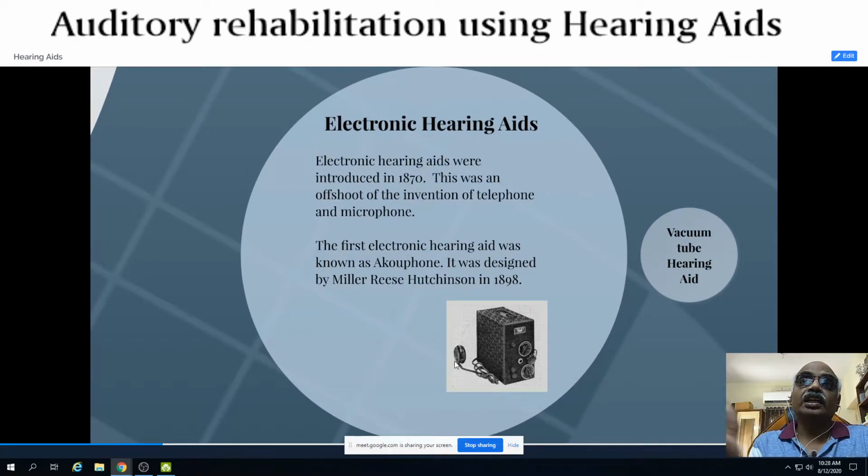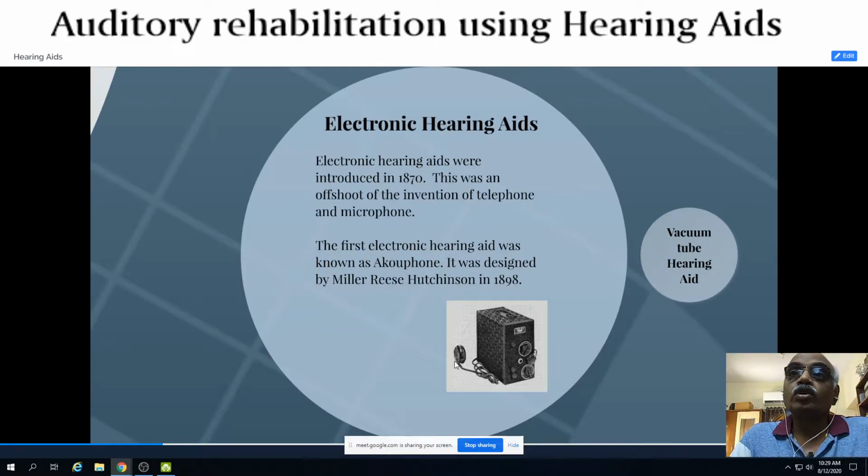So now, what I spoke about was current. Now I'm taking you back to the history. Initially the hearing aids were slowly introduced in 1870. This was actually a beneficial offshoot of the telephone and microphone. Telephone is the first equipment which combined a microphone and a speaker. So the first electronic hearing aid was more or less designed like that of a telephone, and it was called an acouphone. Since the design was more or less copied from that of a telephone, it was christened acouphone. It was designed by Reese Hutchinson in 1898.